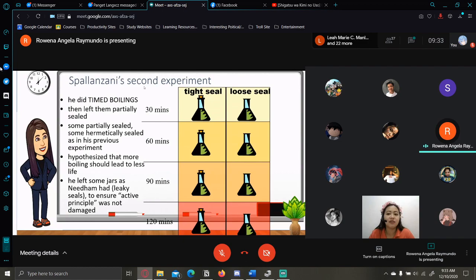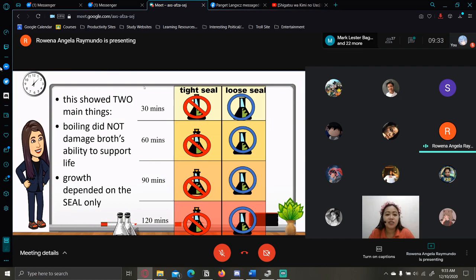What was the result? The results are the same no matter gaano niya katagal binoil ang flask. Lahat ng flask na naka-seal ay walang microorganism. Lahat ng flask na naka-open, nagkaroon ng microorganism. Okay, so what happened? Kahit gaano katagal binoil, hindi niya naapektuhan yung capability or ability nung broth niya to give life. The only difference is yung naka-seal, walang microorganism. Yung naka-loose, may microorganism. Kaya tinanggap ba ng mga tao or ng other scientists yung kanyang results?